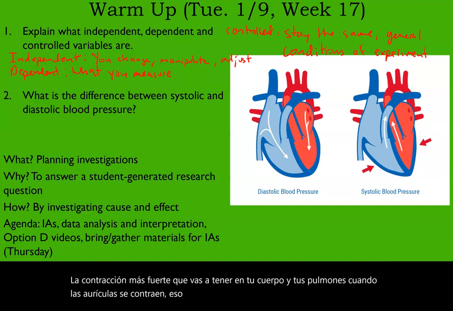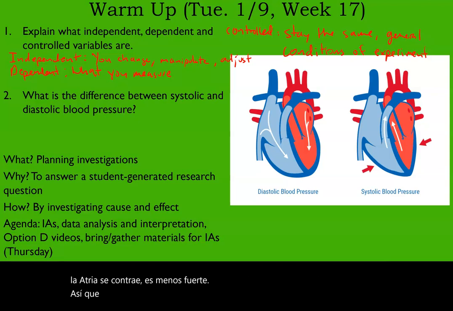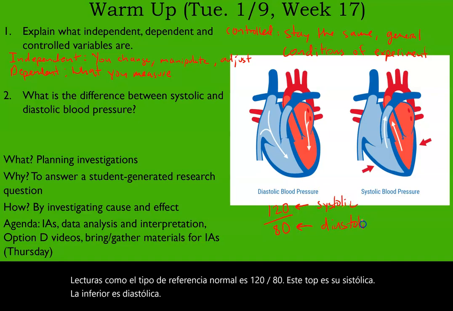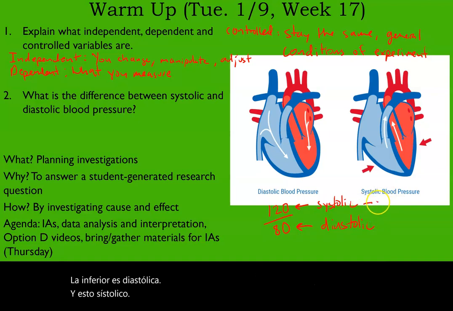So if you look at your blood pressure readings, the benchmark normal is 120/80. This top one is your systolic. The bottom one is diastolic. And this systolic, this is your ventricles contracting. And your diastolic is the atria contracting.